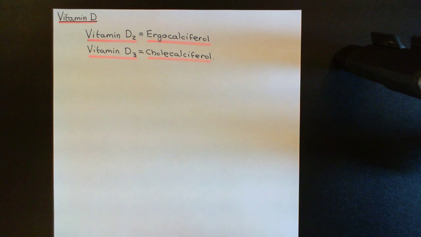Okay, so the way I'm going to show you the structure of ergocalciferol and cholecalciferol is by talking about the synthesis of cholecalciferol from 7-dehydrocholesterol. To do that, we need to have a look at the structure of 7-dehydrocholesterol, and in order to look at the structure of 7-dehydrocholesterol and understand it, we need to know the structure of cholesterol.